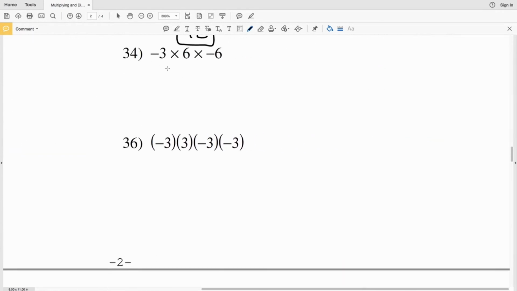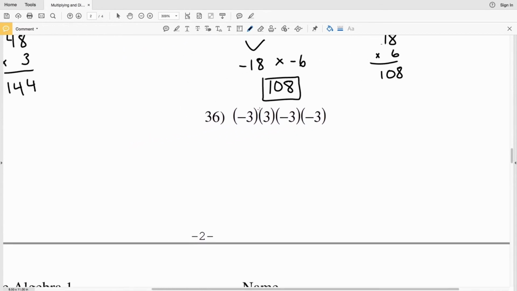Number 34, negative times a positive, which results in a negative, times a negative, so our final answer will be positive. Negative 3 times 6 is negative 18. Negative 18 times a negative 6 is going to be positive. 18 times 6 is 108. And I'll do this longhand one more time. 18 times 6. 8 times 6 is 48. Carry the 4. 6 times 1 is 6. Plus 4 is 108. And if you need to, feel free to double check your answers with a calculator.